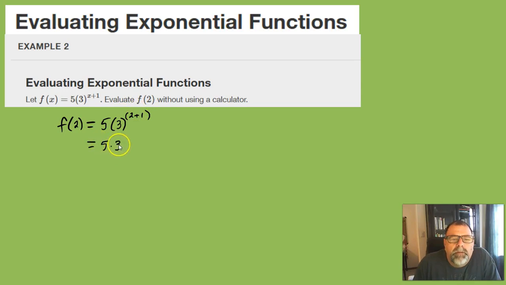5 times 3 to the third. Now, order of operations, remember you're going to do inside grouping symbols, so parentheses. Then you're going to do exponents. So you're not going to do 5 times 3. You do multiplication after you do exponents. So you have to do the exponents first. It's 3 times 3 times 3, which is 27. And then multiply it by 5, which would be 135.